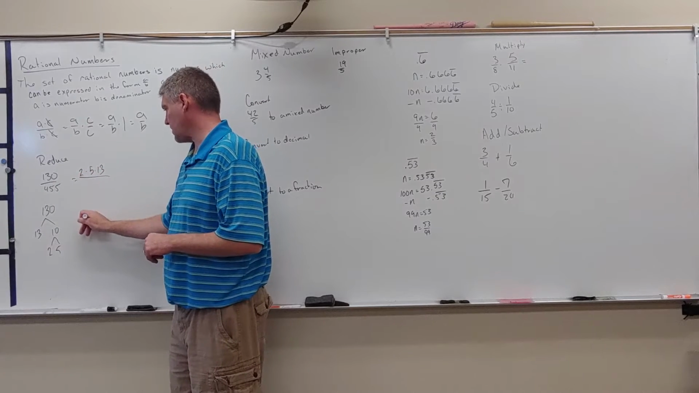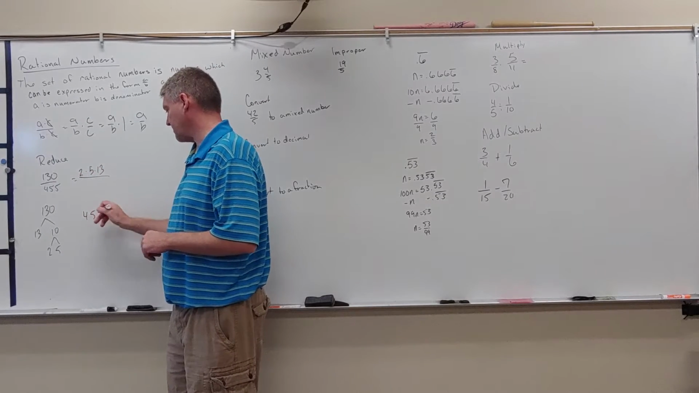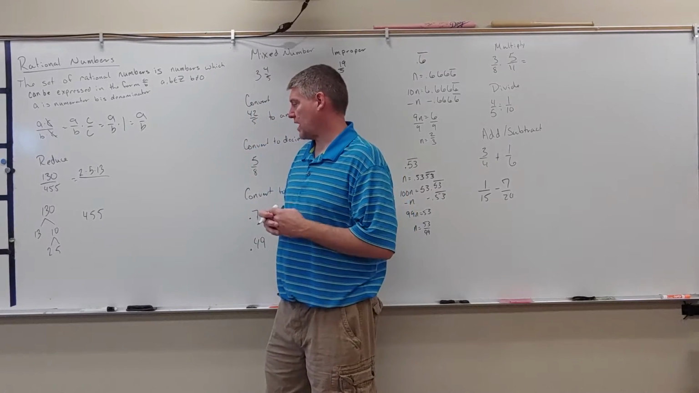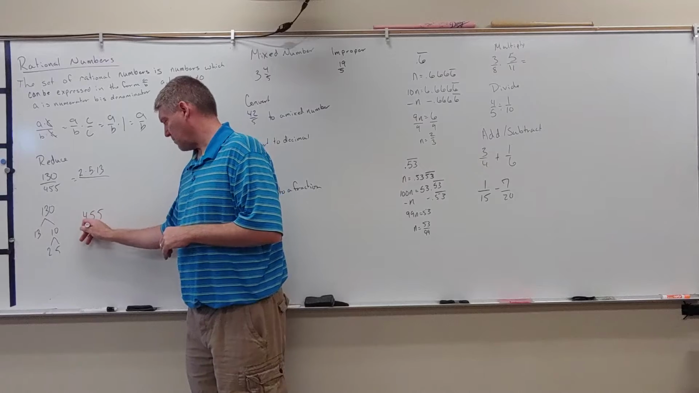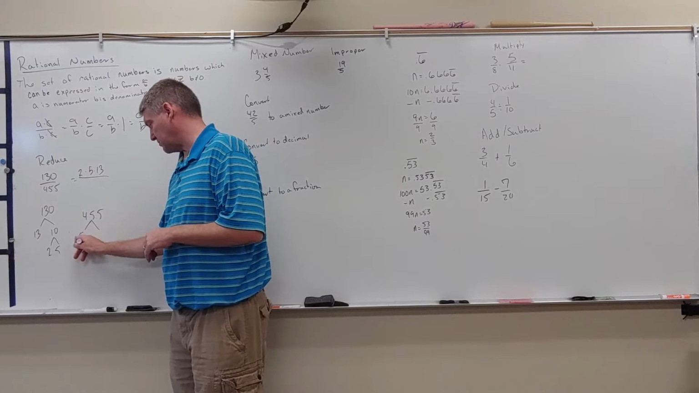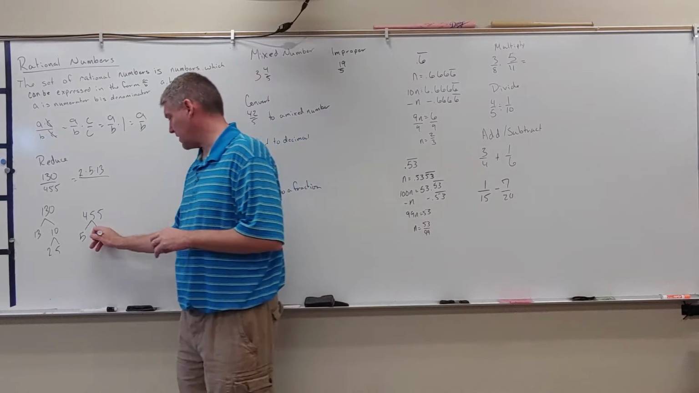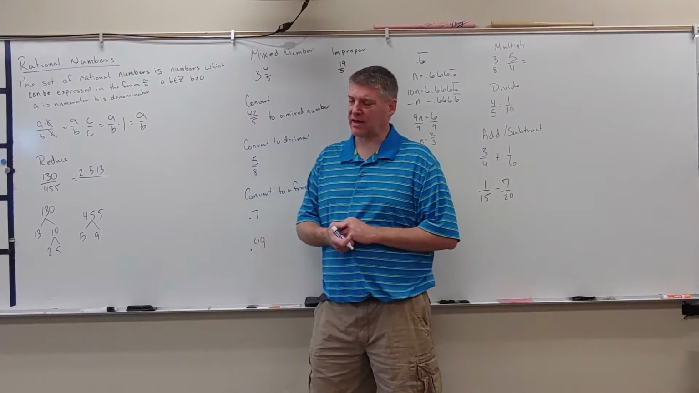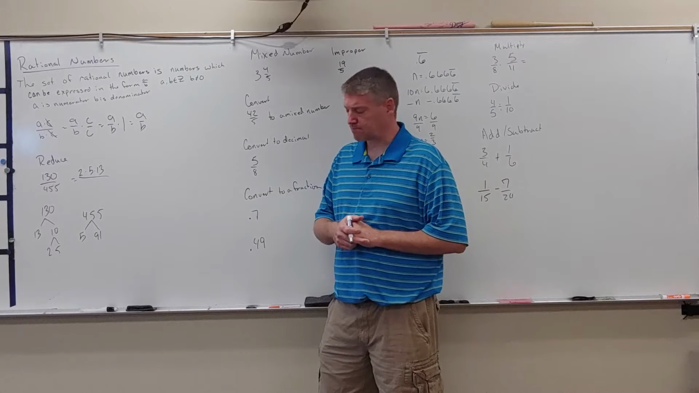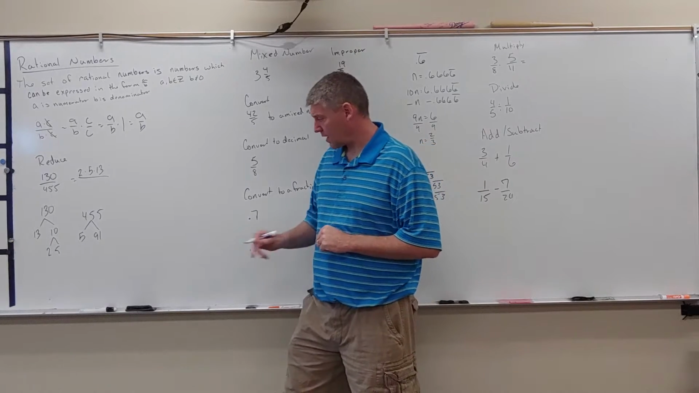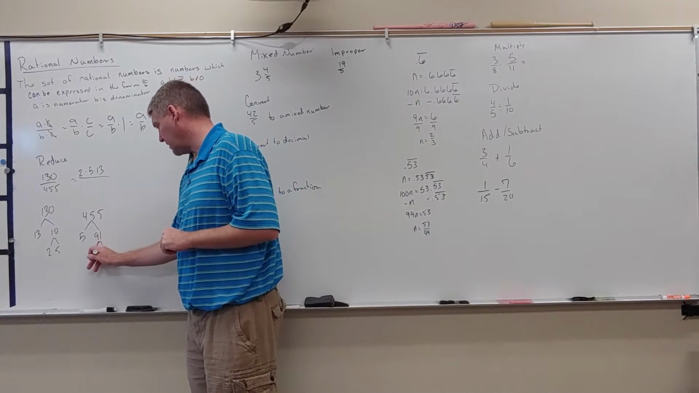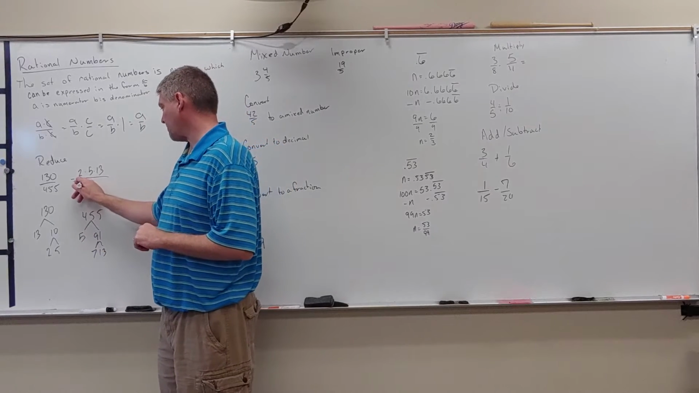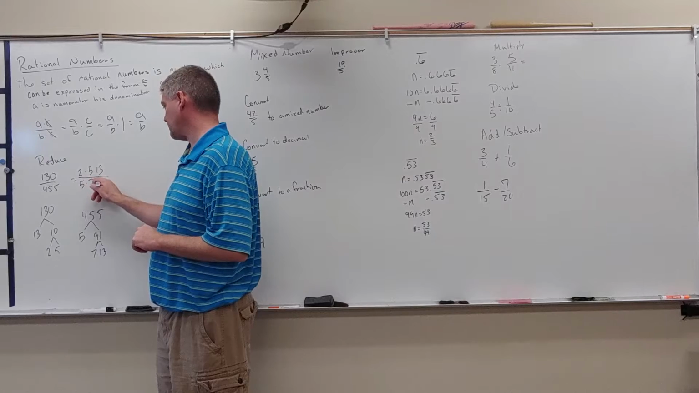And I'm going to do the same thing with 455. Now, I may not know a lot of what goes in 455, but I can see that 5 goes into it. And this gives me 91. And then I look at that and I think, well, is 91 prime? So 91 is not prime. It becomes 7 times 13. So now I have 5 times 7 times 13.